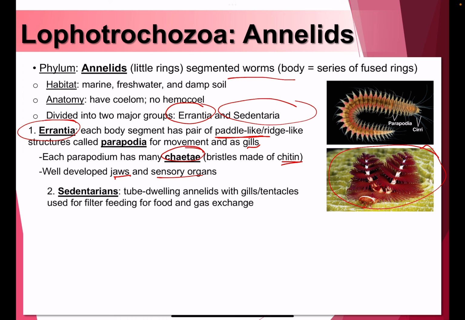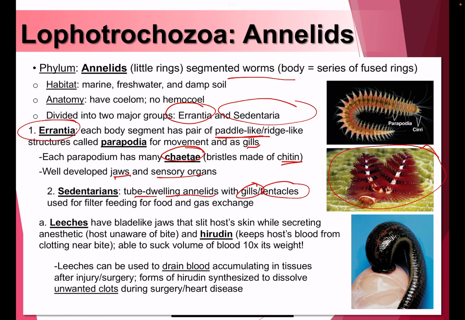And then Sedentaria are tube-dwelling annelids that have gills and also tentacles that are used for filter feeding, either for food or gas exchange. So they do have gills for Sedentaria. They may move around or move very slowly. One example of Sedentaria, again, another scary creature, is leeches.